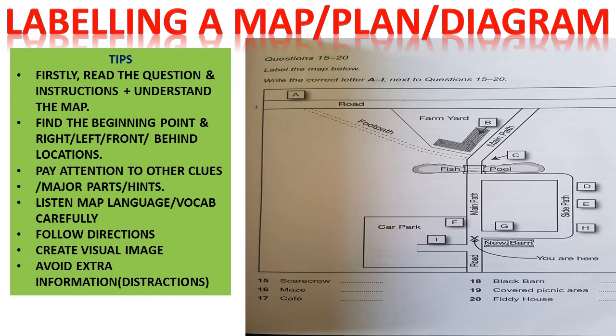Now you can see a map on your screen on the right side. When your listening audio is played, you always get some time before each section part to read the questions. The first tip is to read the question and instructions and understand the map. Under the map you can see the question numbers from 15 to 20.